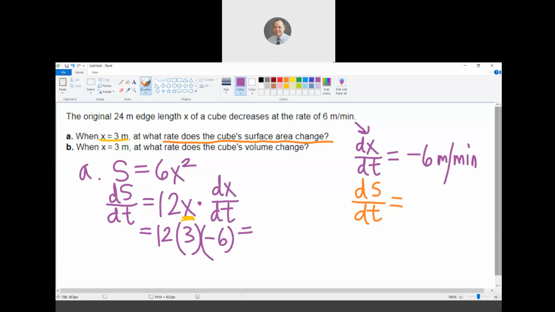And dx dt we're also given, that's negative 6. And when we multiply, we should get negative 216. And I believe the correct units are, since we're dealing with area, meters squared per minute.